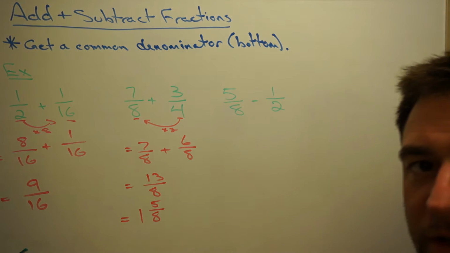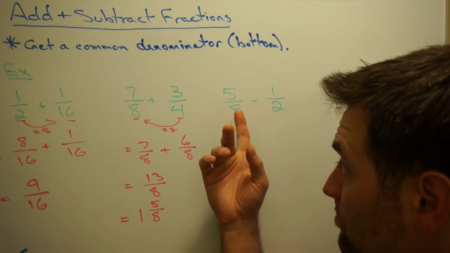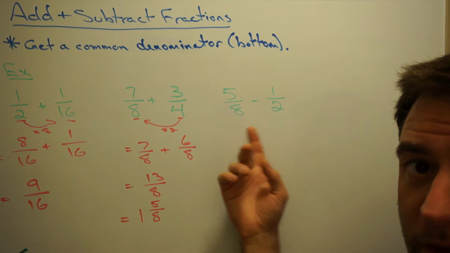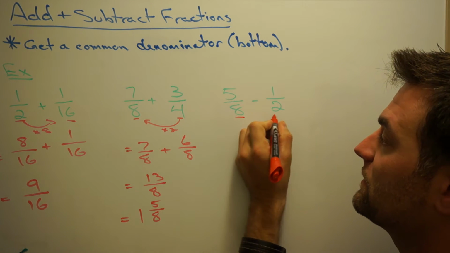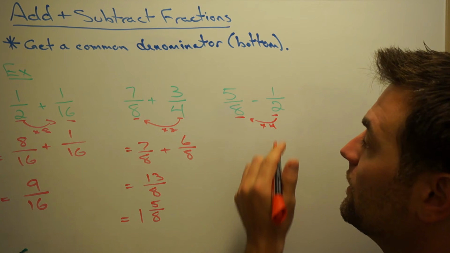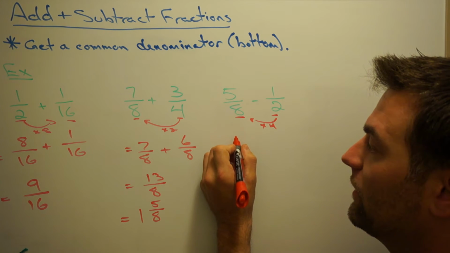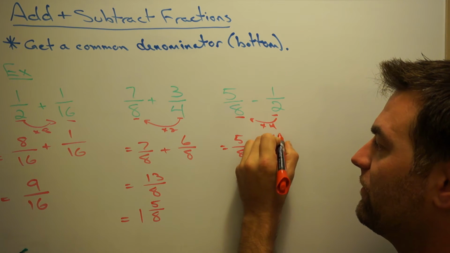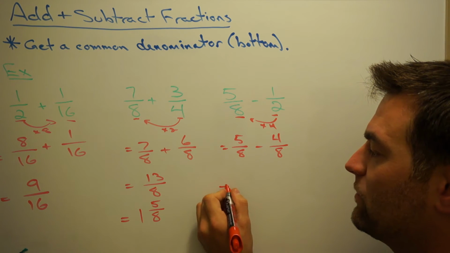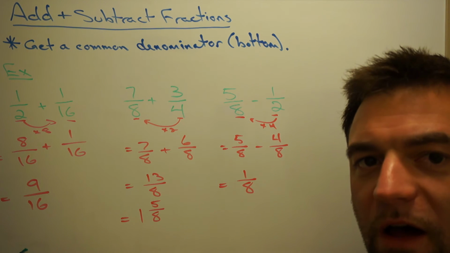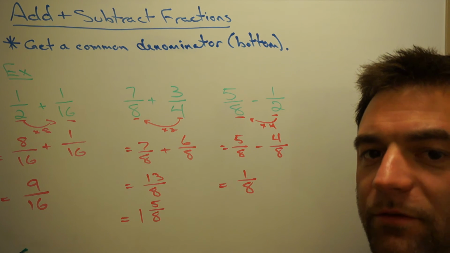Now, subtraction is done exactly the same. We get that base number, the denominator, and we make them the same. In this case, we've got to make the 2 look like the 8, so we multiply by 4: 2 times 4, 1 times 4 as well. So we have 5/8 minus 4/8, and we're left with 1/8 when we subtract 4 from 5.